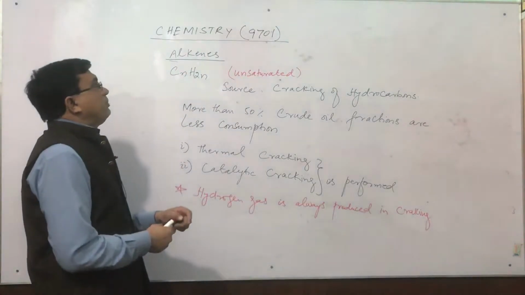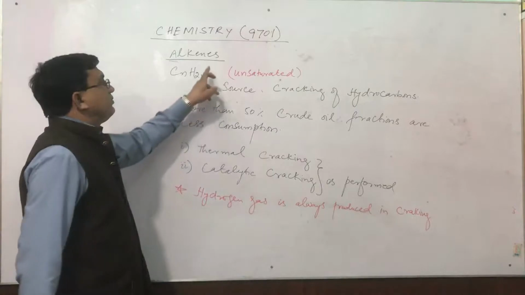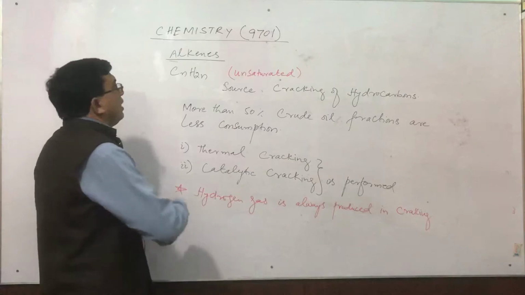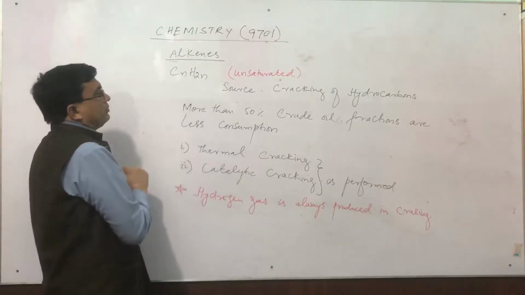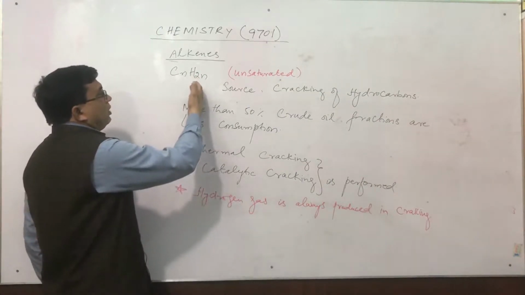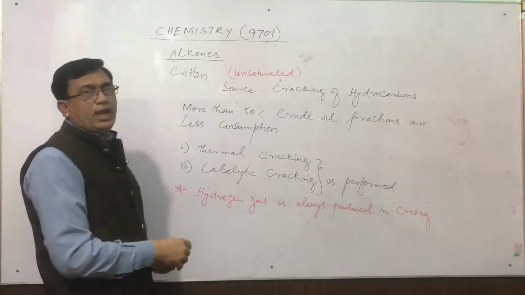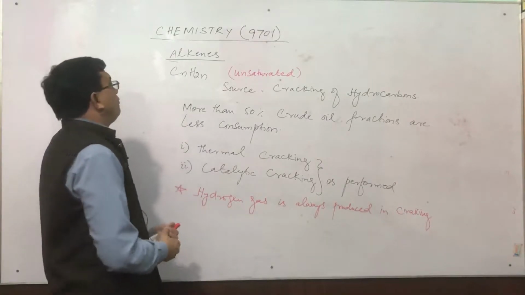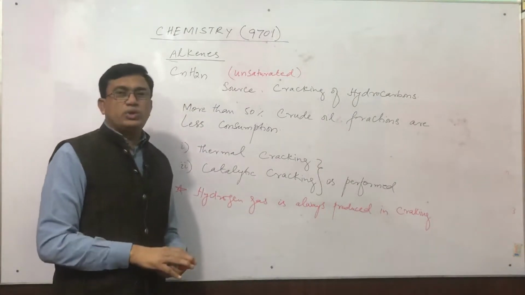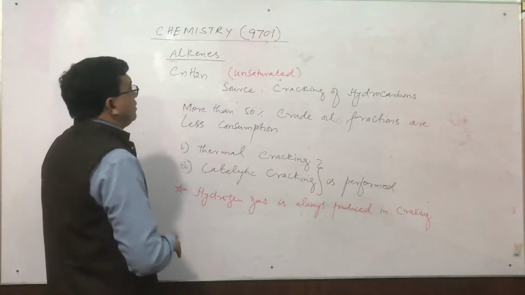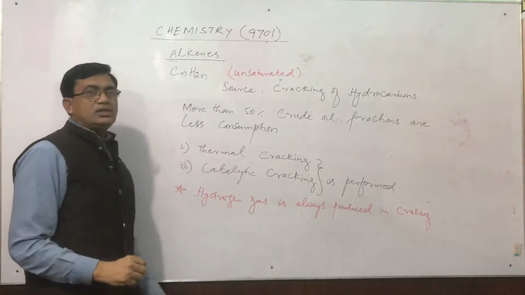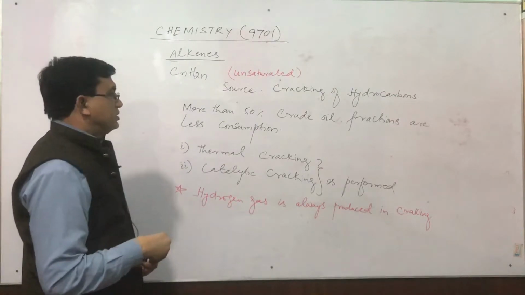Hello, our next topic for A-level chemistry is alkenes. Alkenes have the general formula CnH2n, and a homologous series can be formed by putting in values of n. The first value for alkenes is n equals 2. All these compounds are called unsaturated hydrocarbons.